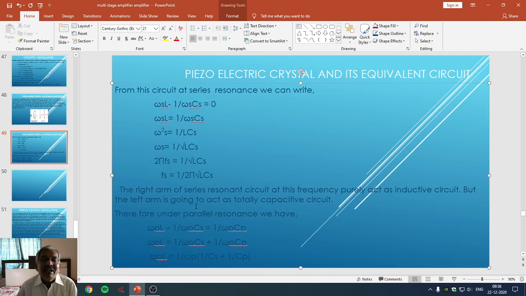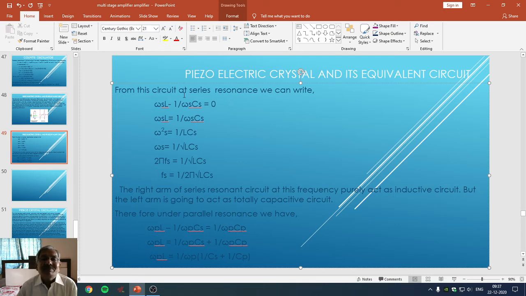But the left arm is going to act as a totally capacitive circuit. When it acts as a capacitive circuit, then it undergoes the parallel resonance. When it undergoes parallel resonance, its impedance also becomes equal to 0. When its impedance becomes equal to 0, that means omega P L minus 1 upon omega P CS minus 1 upon omega P CP, and that's equal to 0. One step I have eliminated.